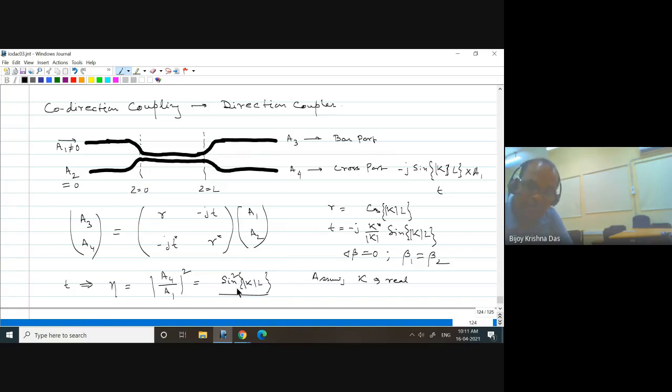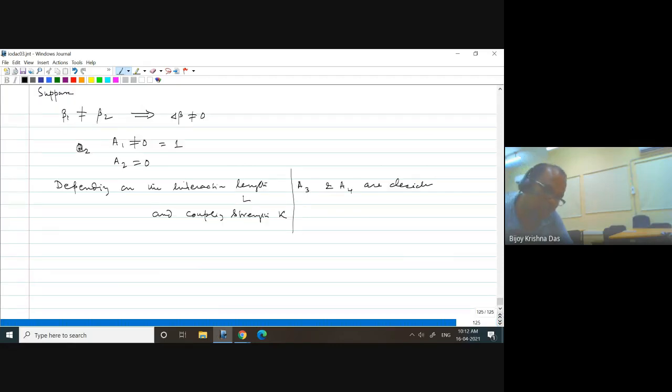But in case delta beta is not equal to 0, that is what we are talking about here. Then the expression can be modified, and I'm just writing down the expression only. You can check, you can solve from the original coupled equation. I don't want to spend time here. You can simply write A4 divided by A1 squared for delta beta not equal to 0. In that case, that expression will be something like this.